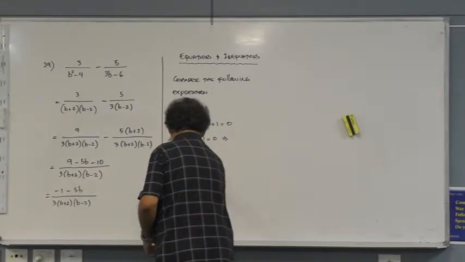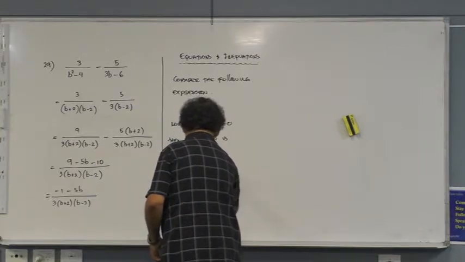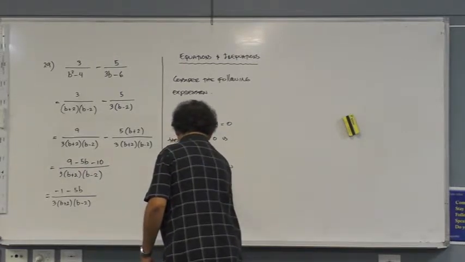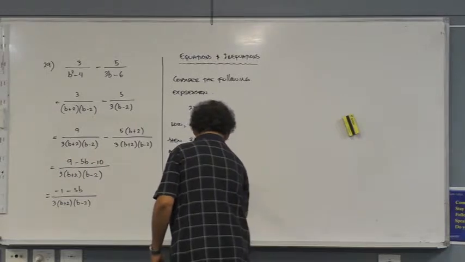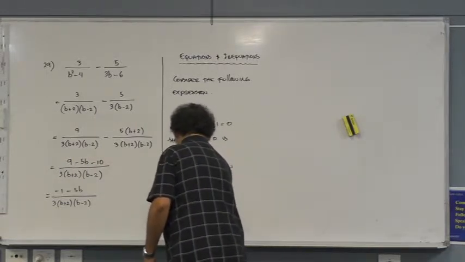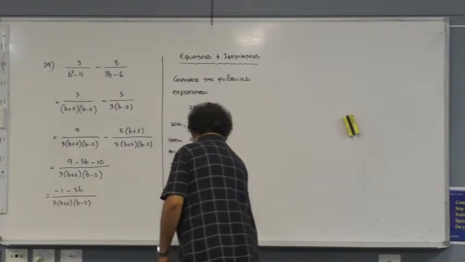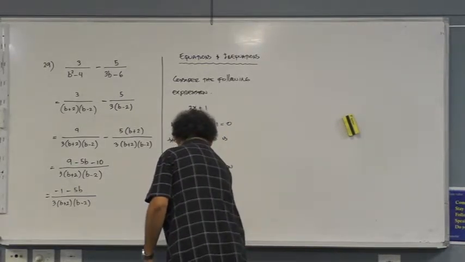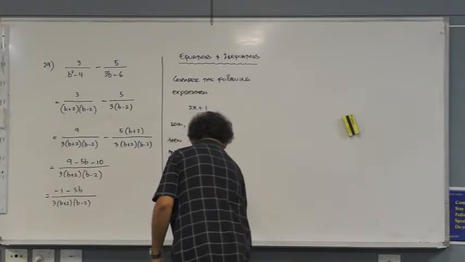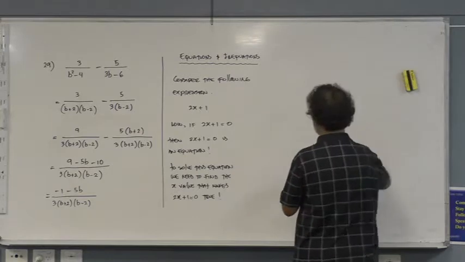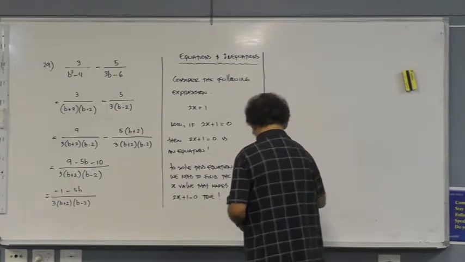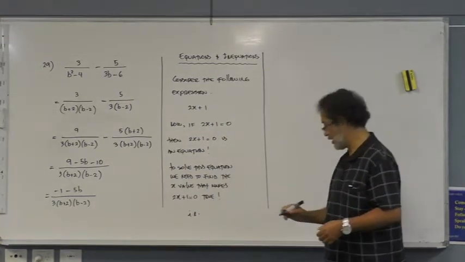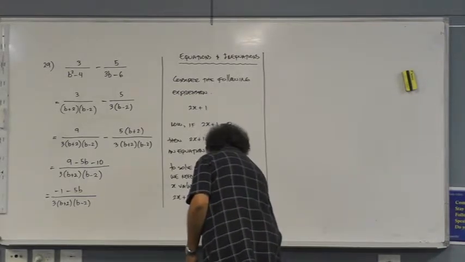To solve this equation, we need to find the x value that makes 2x plus 1 equals 0 true. And we know that the answer is going to be x equals negative half, okay? x equals negative half. That's it.